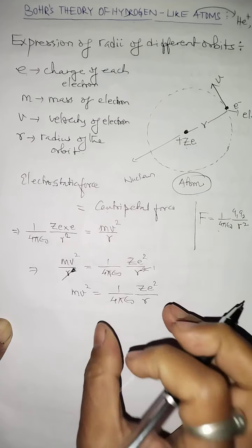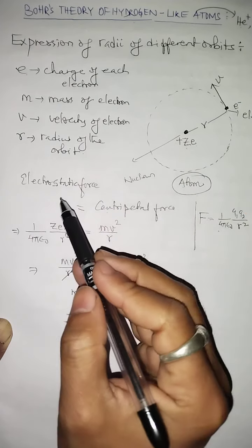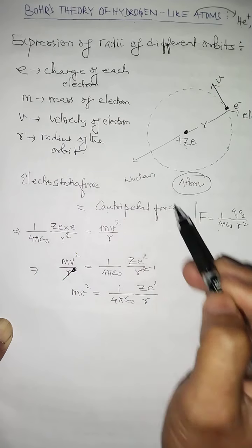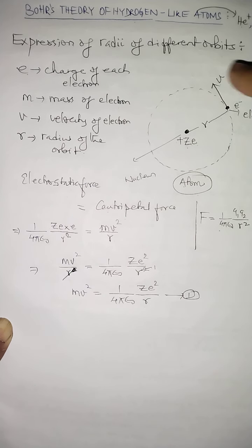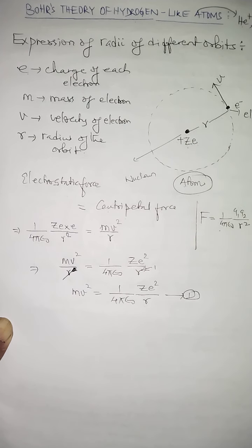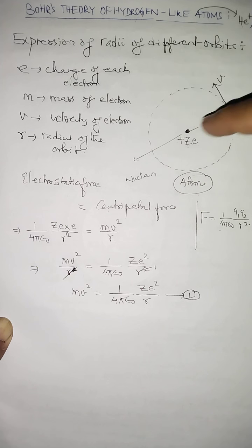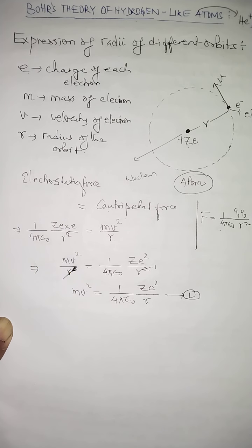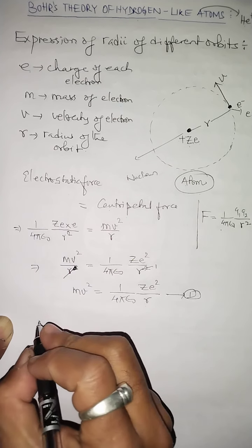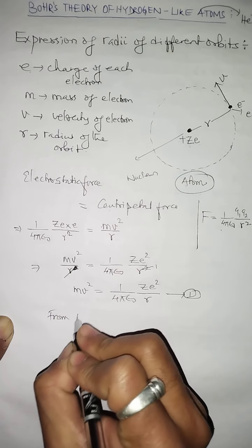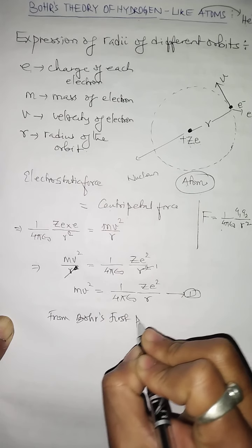This is the relation that we obtained from the two forces exerted on the electron, the electrostatic force, which is equal to the centripetal force. Let me give this as equation 1. But you know that electrons are revolving in the orbits, so the electron also acquires momentum, angular momentum. The angular momentum of the electron in any orbit is given by Bohr's first postulate.